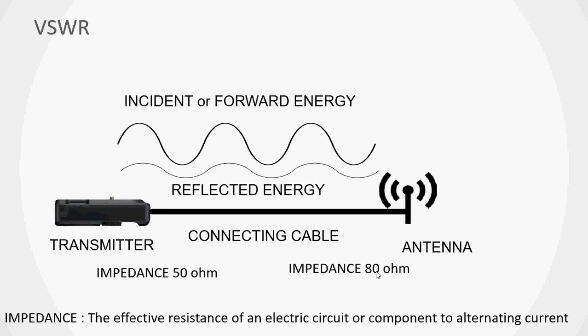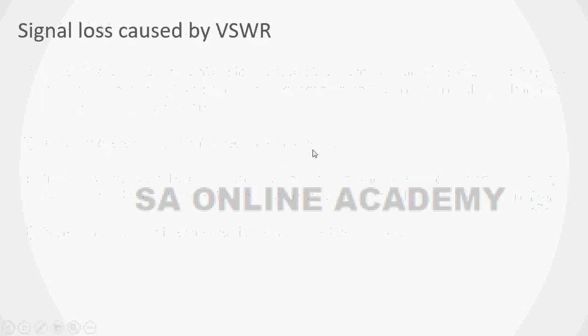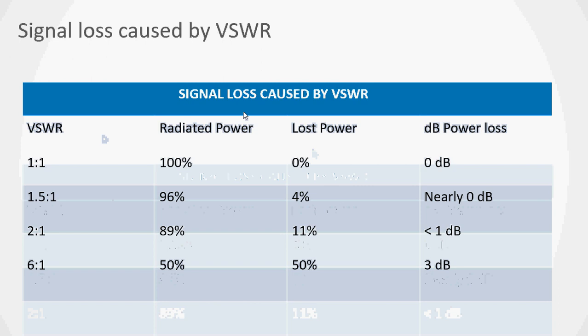If there is no standing wave, then we would say that the VSWR ratio is 1:1. The more the ratio increases, the more it shows that there is a loss of energy. So it's a numerical relationship. In simple terms, VSWR is a ratio of impedance mismatch. The more the impedance mismatch, the higher the standing wave ratio, and the more the losses. Okay. So I will show you the signal loss caused by VSWR.